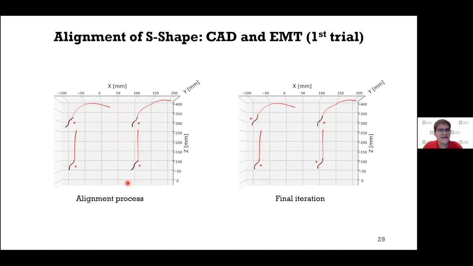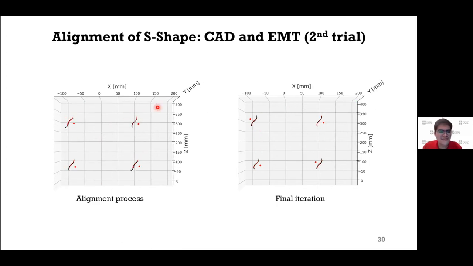So here is the alignment process in the left image, and we can see that for some S shapes in the EMT reference frame, the marble is on the right, which is the right position. But for some, it is on the left. So that's the first trial I did. Then, in order to improve this, I said, okay, maybe I can take out the extra tails. I only leave the reconstruction inside the template. But that didn't work anyways.